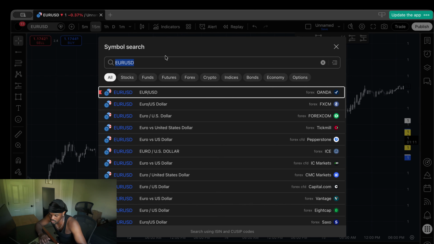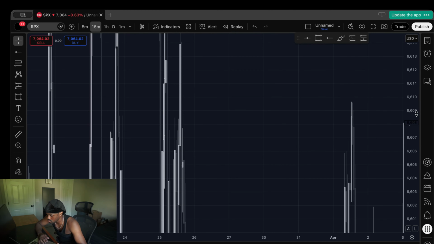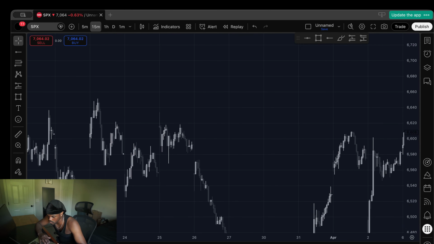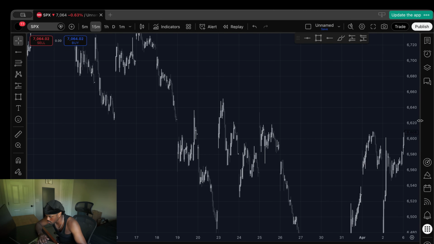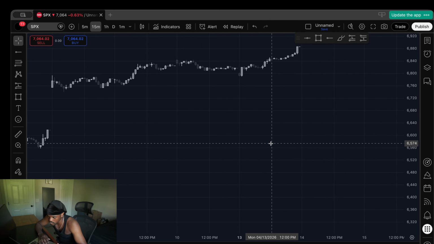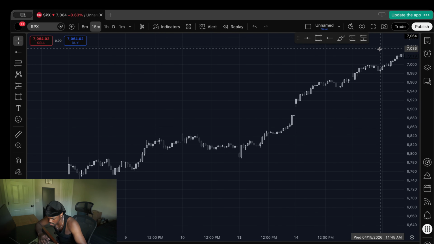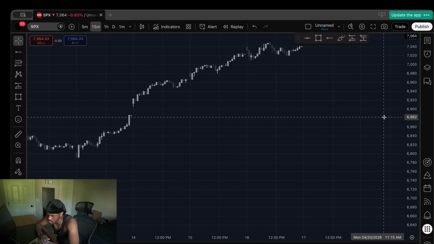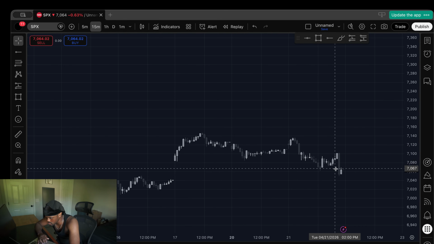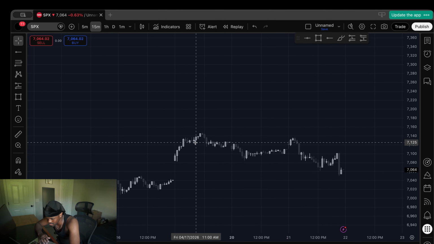Like, hold on, let's look at the S&P 500 so I can show you what a real chart should look like, bro. What real movement looks like. Okay, maybe it's just because I have my chart spread so much, maybe? Nah. This is what I'm expecting to see. This is healthy. This is healthy. Not this. What is this?